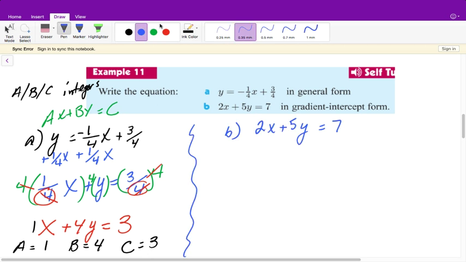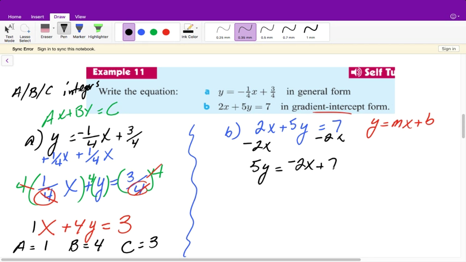All right, so now we are given one in our standard form when we need to rewrite it as our gradient intercept form or slope intercept form. And we know this one is y is equal to mx plus b, so that means we need to isolate our y. We need to set everything equal to the y. So since our x is on the left-hand side, I'm going to subtract the x to move it to the other side. So 5y is equal to -2x plus 7.